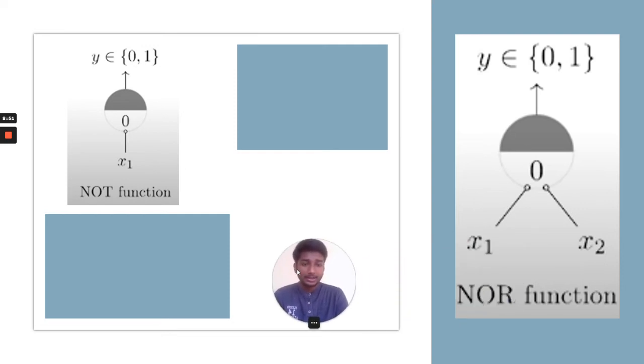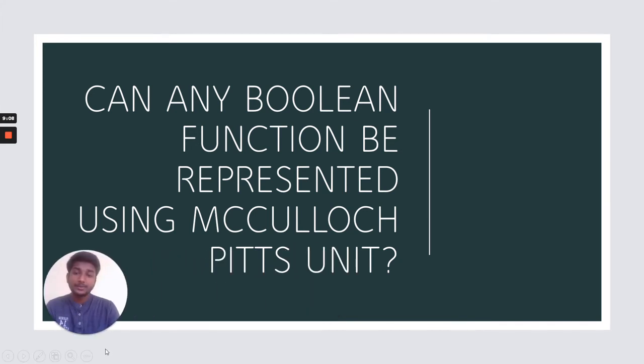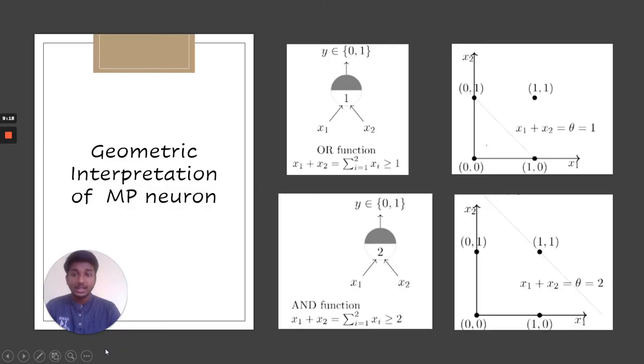And in the NOR function, if both the values are on, then the output will be 0. Now let's see, can any Boolean function be represented using a McCulloch-Pitts model? Is it possible? Let's see. It can be represented in a geometric interpretation of an MP neuron, that is the McCulloch-Pitts neuron.